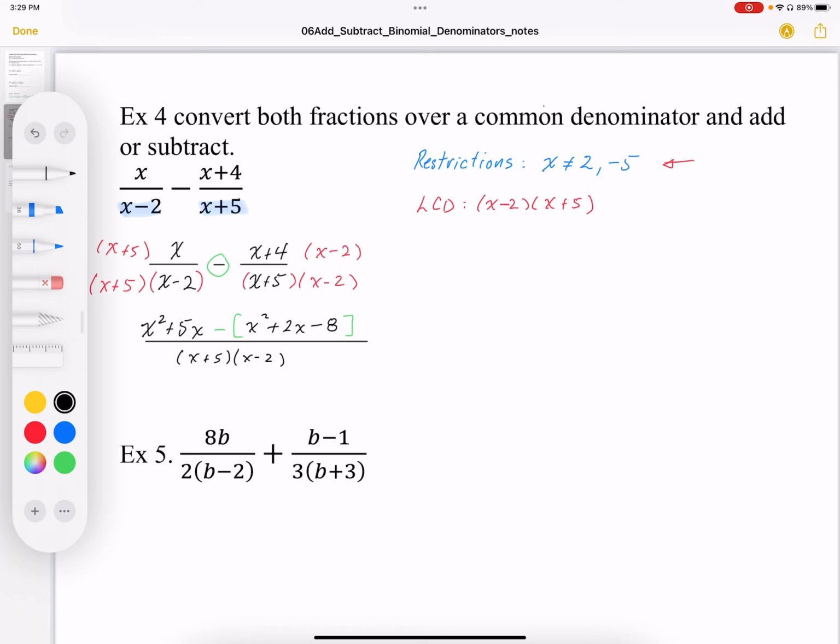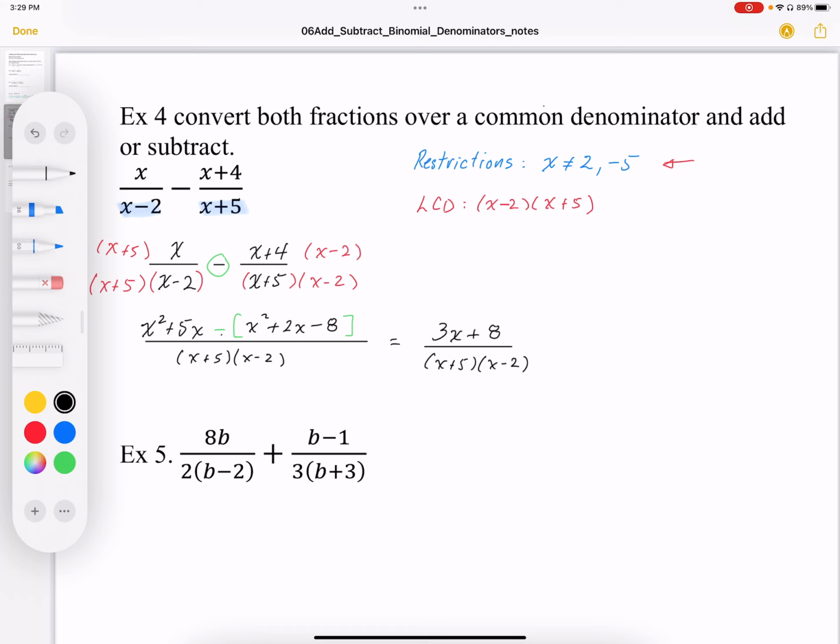When I subtract these, I get x squared minus x squared, so those are going to cancel out. I end up with 5x minus positive 2x. Okay, so that's going to give me positive 3x. So I end up with 5 minus 2. And then this becomes minus a negative 8, so that becomes plus 8. And that's all over the common denominator of x plus 5, x minus 2. And there's my final answer.